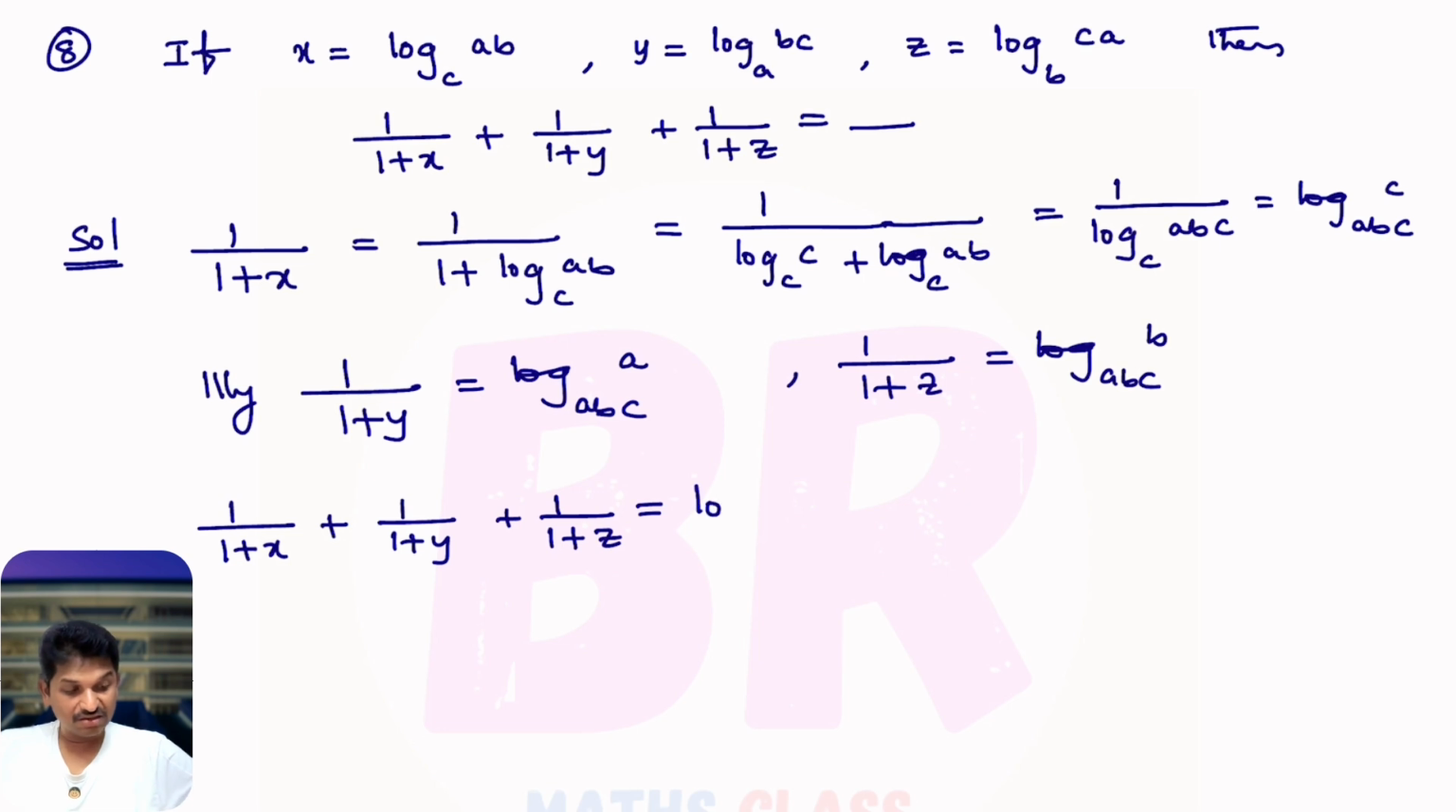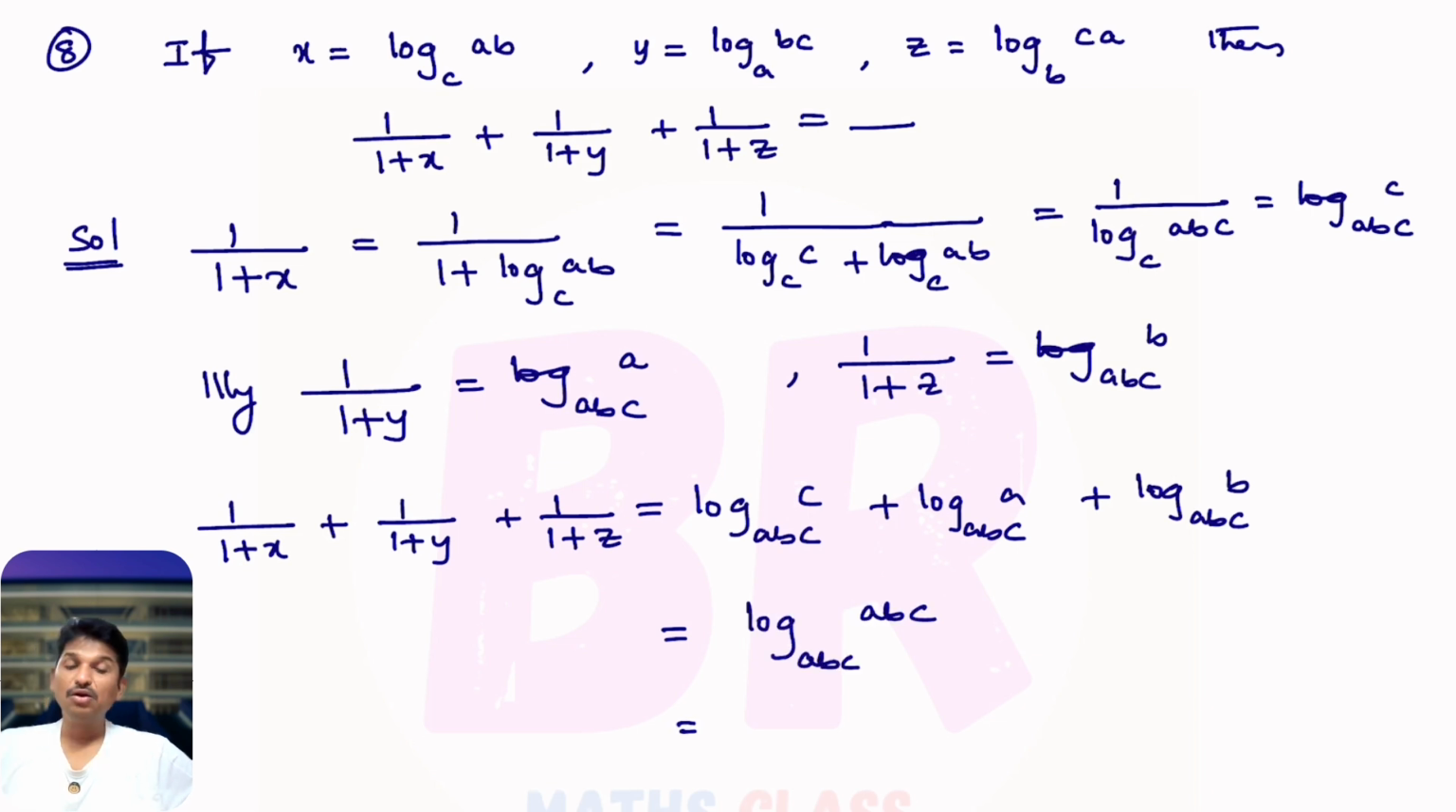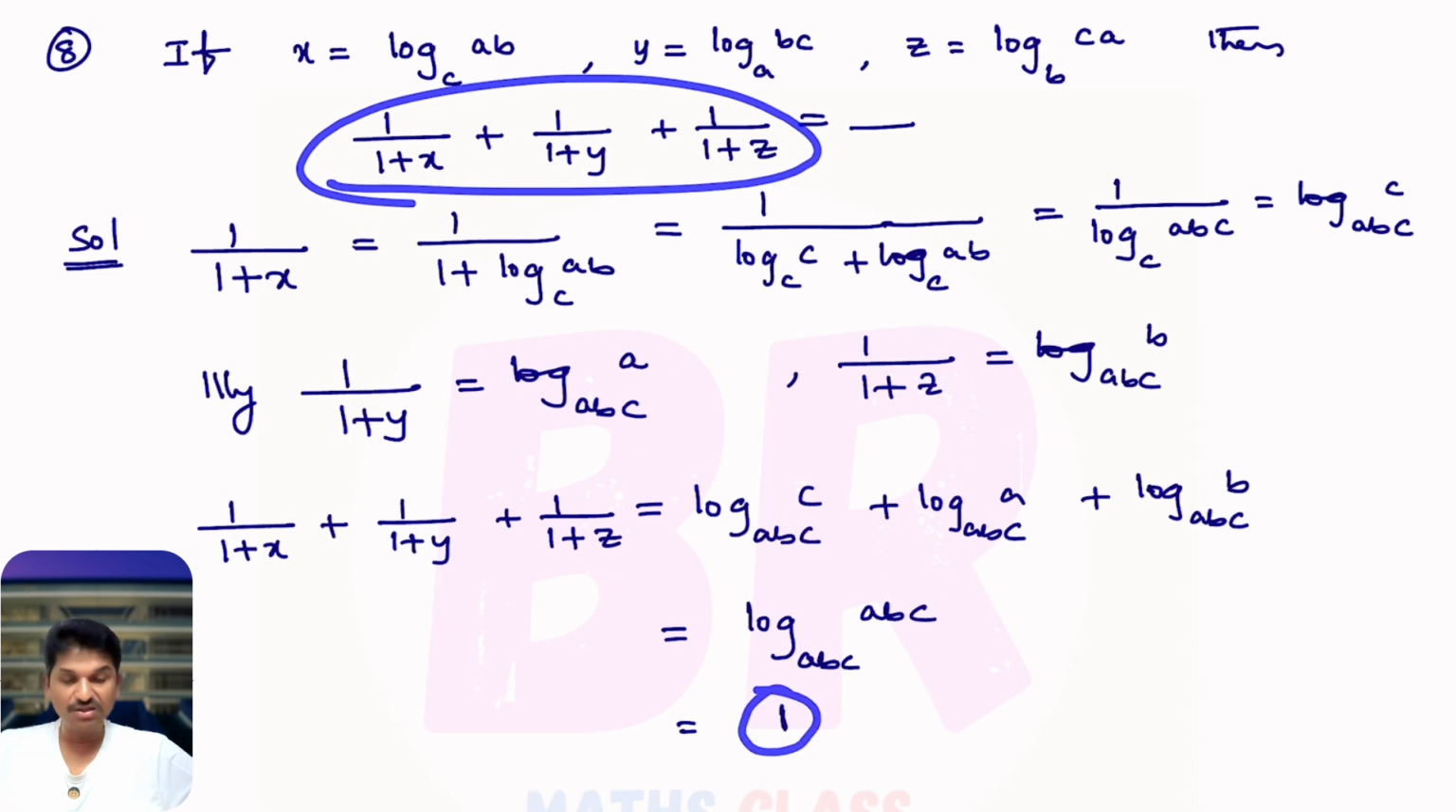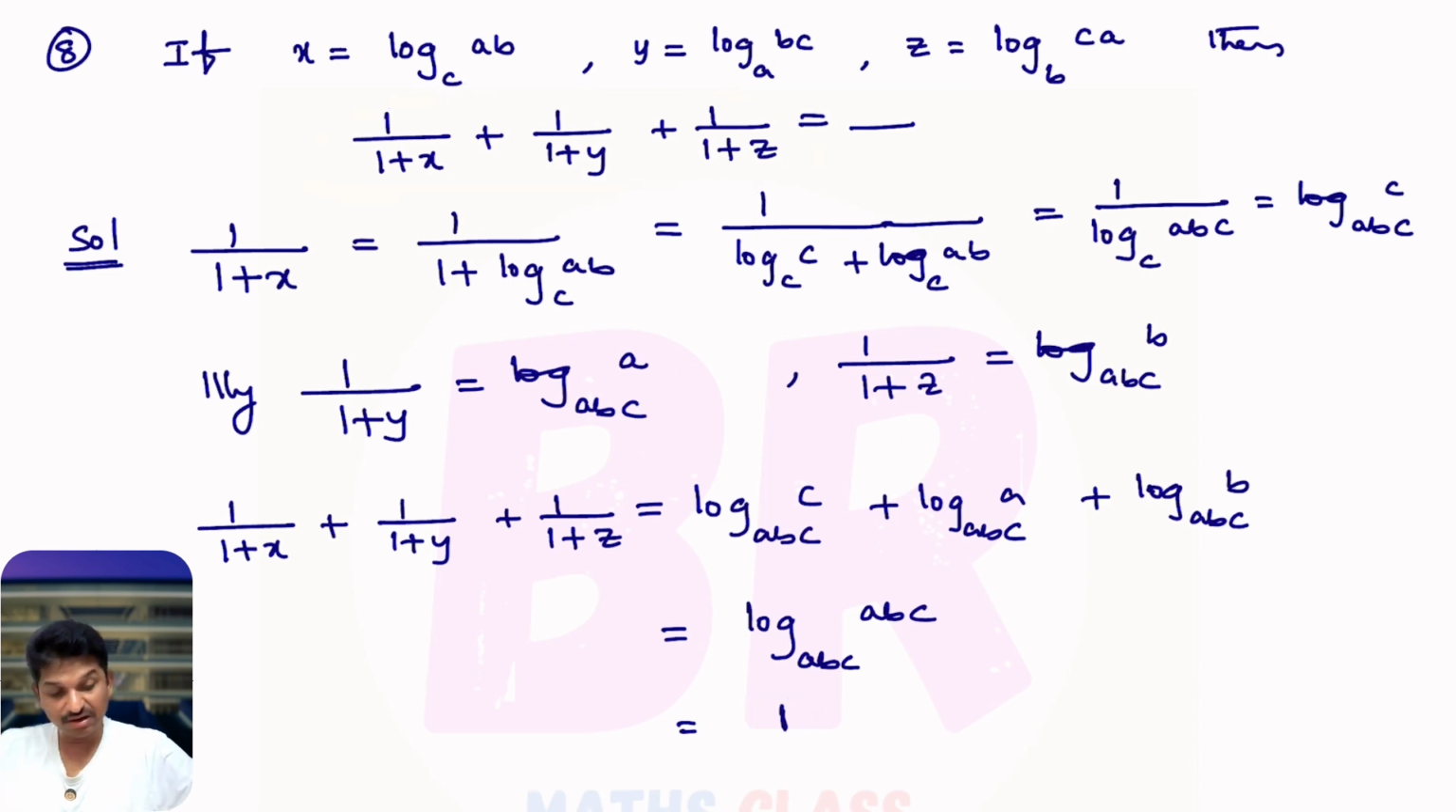What is this? This is log C base ABC. 1 divided by 1 plus y is what? Log A base ABC. 1 divided by 1 plus z is what? Log B base ABC. Right? So what this will become? Logarithm of ABC base ABC. Log ABC base ABC is what? It is 1. Right? So they are asking you to calculate this value. This value is 1. I hope you understand.